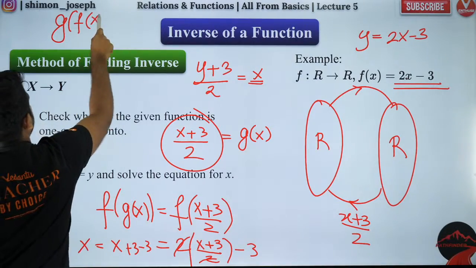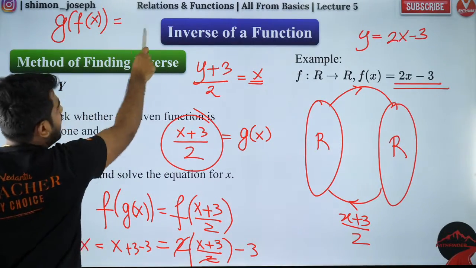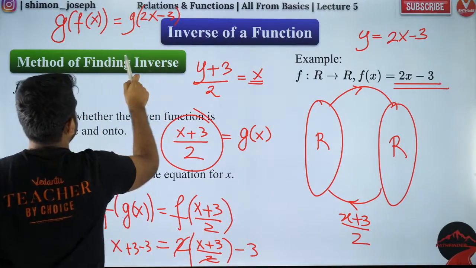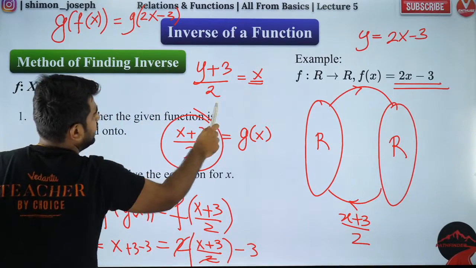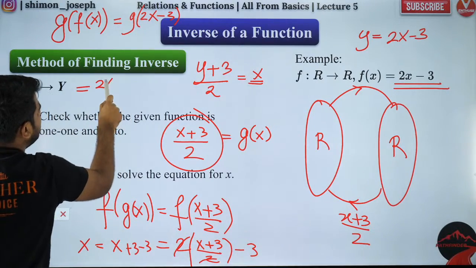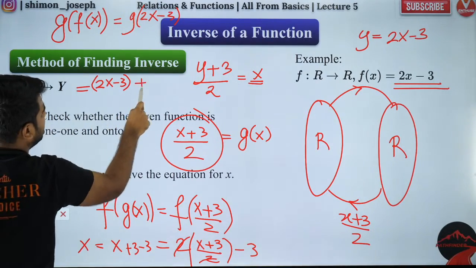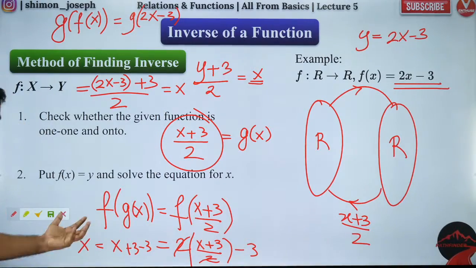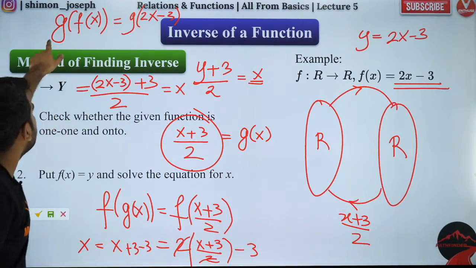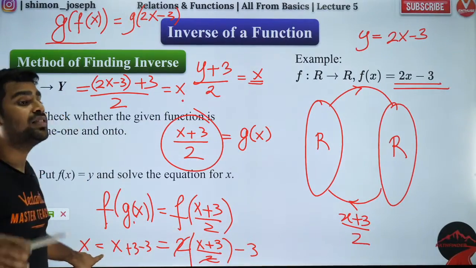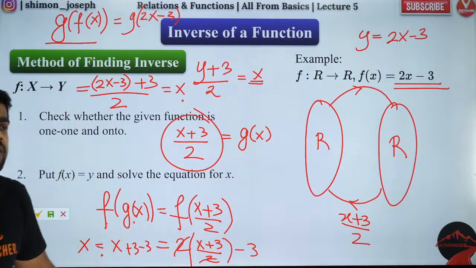Now you find g of f of x. Do that also. So what is f of x? f of x is 2x minus 3. So g of 2x minus 3. What is g of 2x minus 3? g of x is (x plus 3) by 2, so 2x minus 3 is my x. So (2x minus 3 plus 3) by 2. So am I getting x? Absolutely. So g of f of x is also x. f of g of x is also x. That is what we call an inverse function.